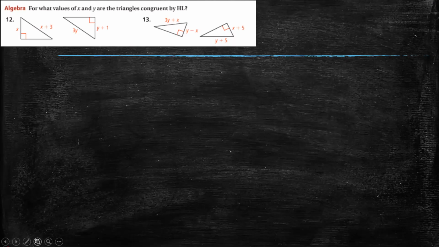Now, look at these questions here. For what values of x and y are the triangles congruent by HL? Here, he didn't ask me to prove that these triangles are congruent. He told me that they are congruent. So I have to go back. We said in the first lesson that if 2 triangles are congruent, then all the sides and all the angles will be congruent and equal.